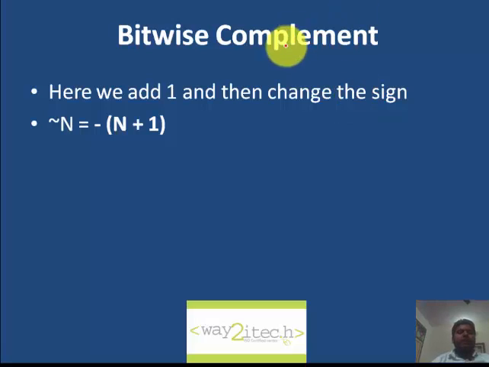The next is bitwise complement. This is the symbol of bitwise complement, known as the tilde sign. How does it work? We have to add 1 and change the sign. That means the complement of n is minus of n plus 1. So the complement of 5 will be: add 1 to 5, that is 6, and change the sign, minus 6.